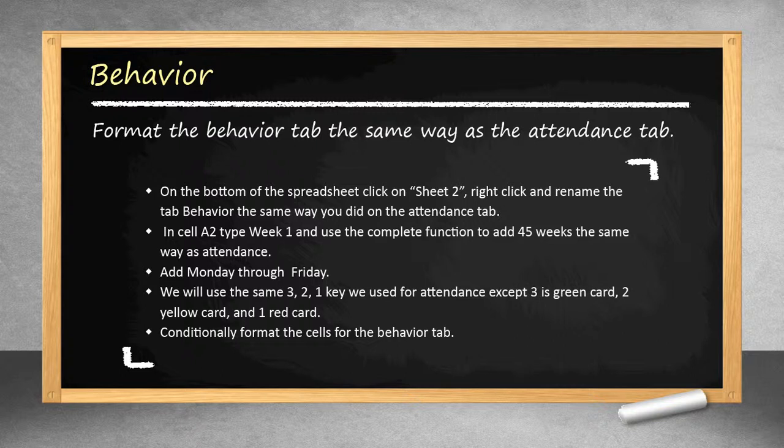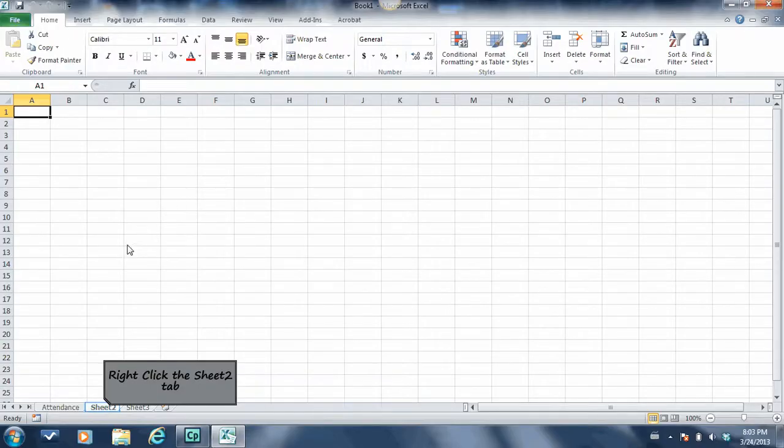We will use the same 3-2-1 key we used in Attendance, except that 3 is a green card, 2 is a yellow card, and 1 is a red card. Conditionally format the cells for the Behavior tab as well. If you're having trouble remembering how to conditionally format the cells, go back to that part of the tutorial. Right-click on Sheet 2 and rename this tab Behavior.